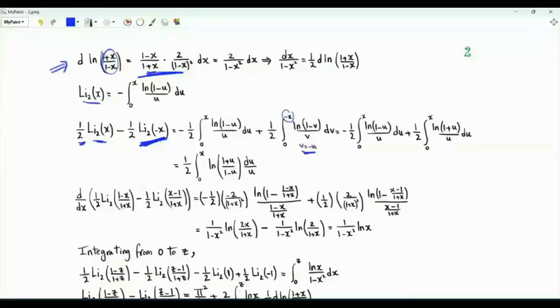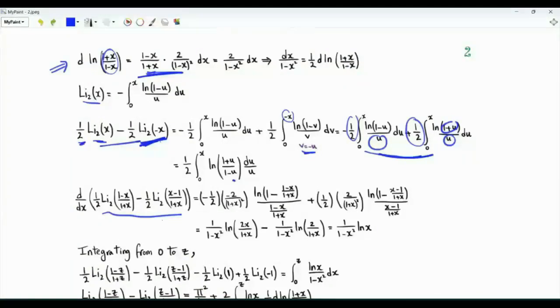v is equal to minus u. When v is 0, u is 0. When v is minus x, u is x. 1 minus v becomes 1 plus u, and dv over v is du over u. Combine the integrals. The left-hand side is 1/2 du over u, and then we have the logarithm of 1 plus u over 1 minus u.